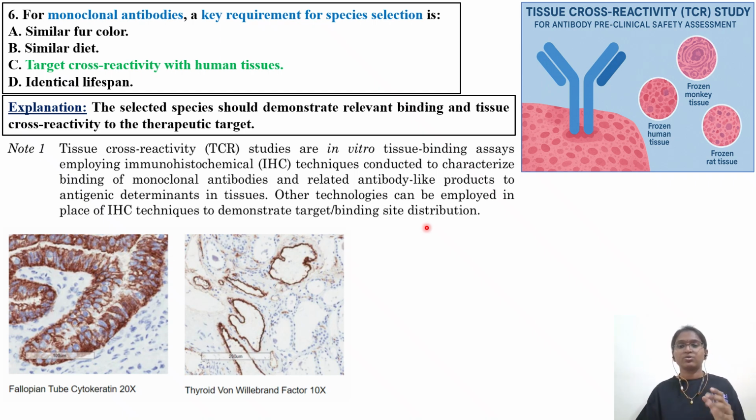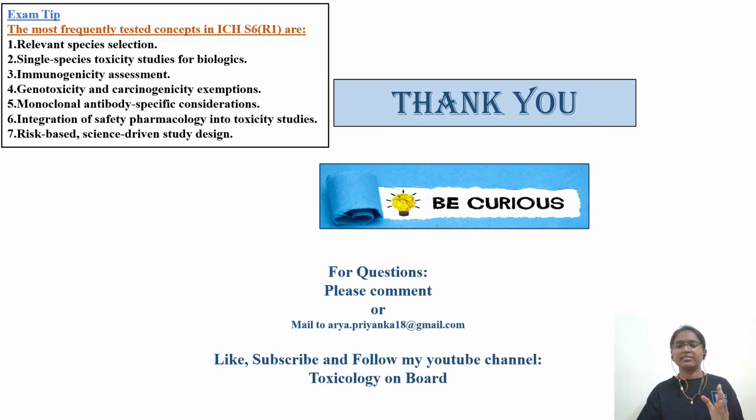Like that, we'll discuss the rest of the sections of this guideline in another video. What the examiner generally asks, the most frequently tested concepts in ICH S6, are relevant species selection, single species, and immunogenicity, which we have now covered. Other points we'll discuss in another video. In the meanwhile, you can read.